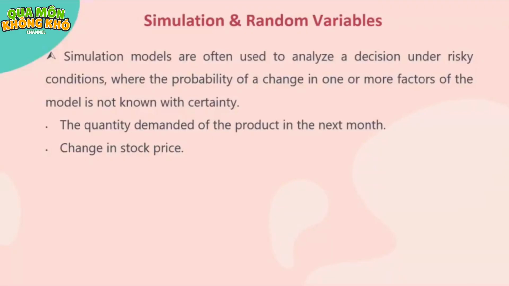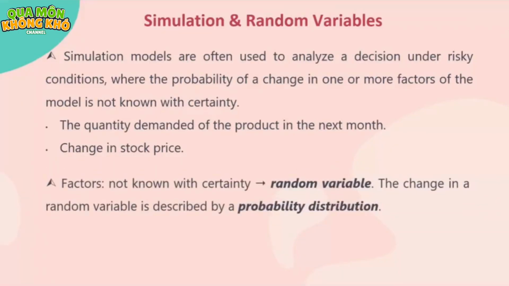Simulation models are often used to analyze a decision under risky conditions, where the probability of a change in one or more factors of the model is known with certainty, such as the quantity demanded for the product in the next month or the change in the stock price. The random variable is the factor that is not known with certainty. The change in the random variable is described by a probability distribution.